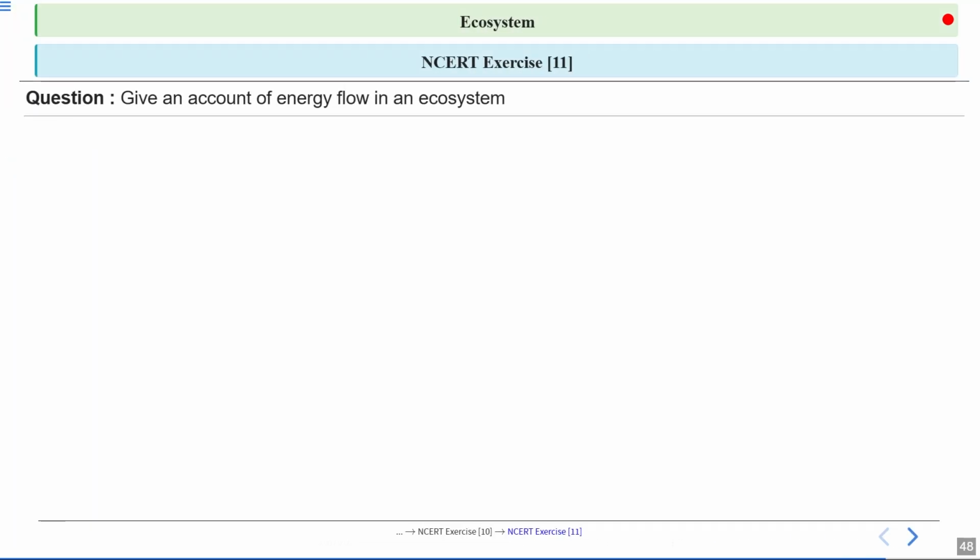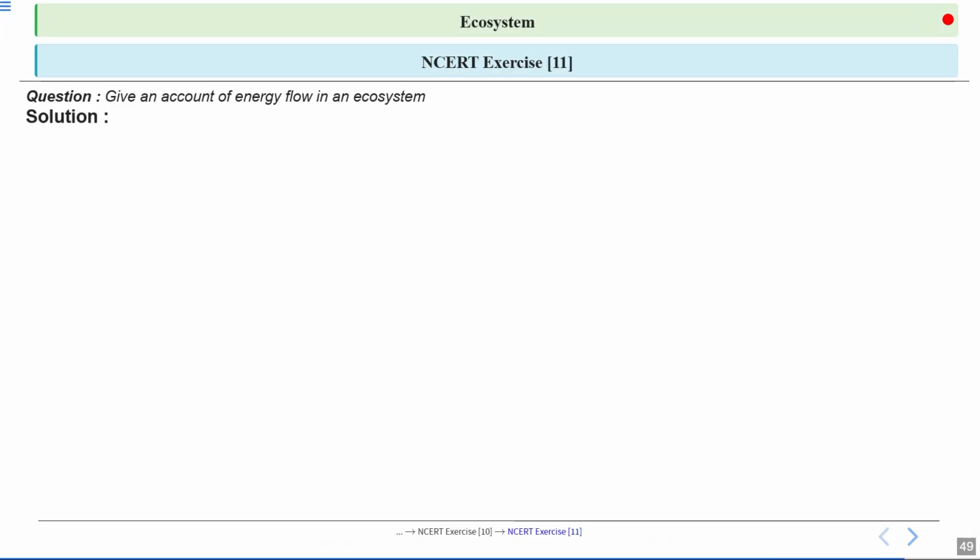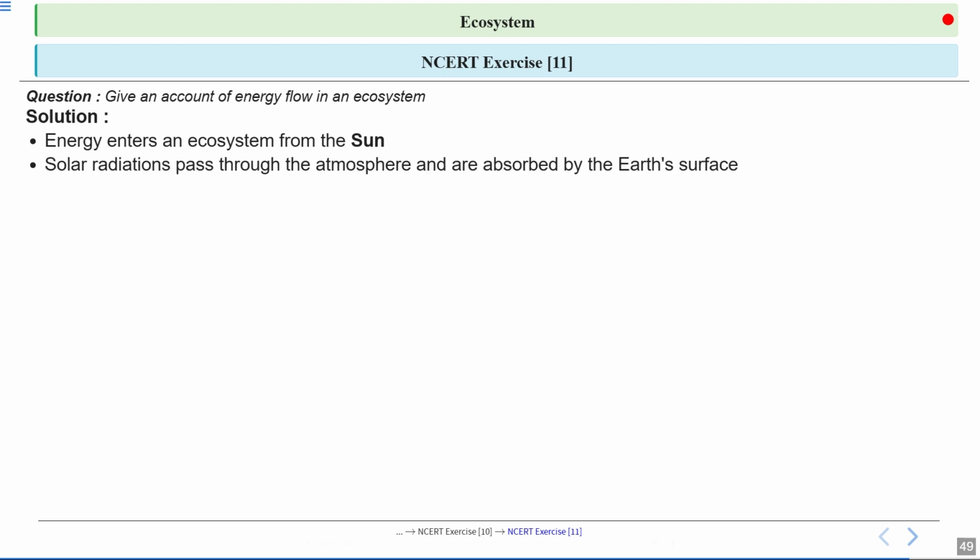Next question, give an account of energy flow in an ecosystem. Let's have a look at the answer. See, energy enters an ecosystem from the sun. So the sun is the main source of energy on the earth. Now solar radiation, which is a form of energy from the sun, passes through the earth's atmosphere and reaches the earth's surface where it is absorbed by the plants.